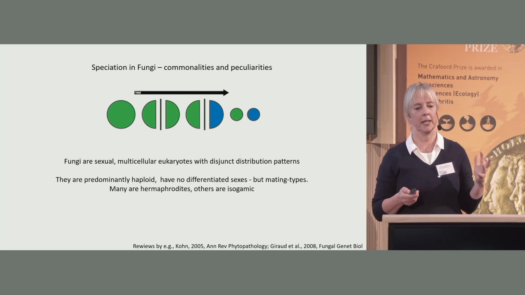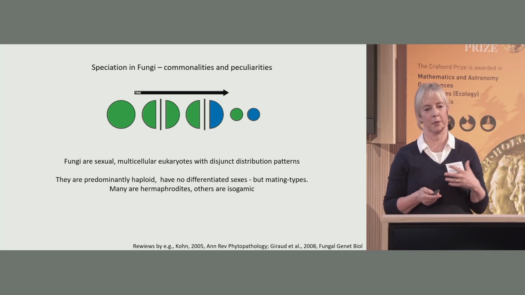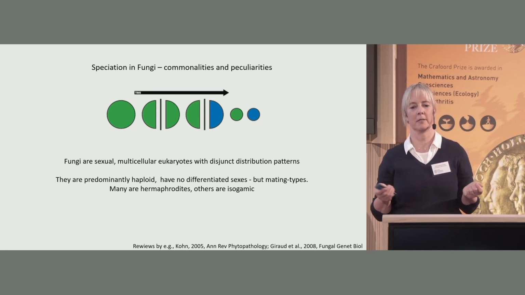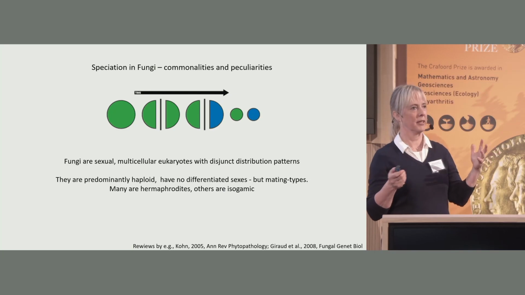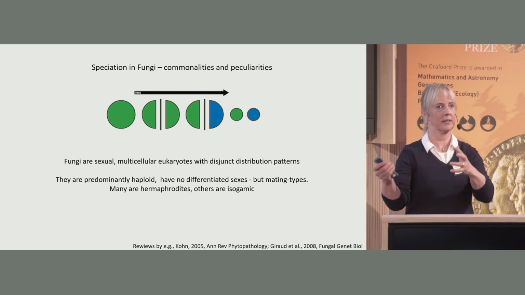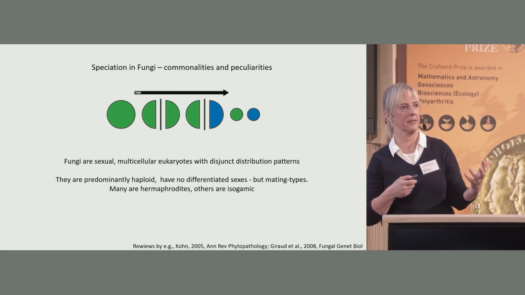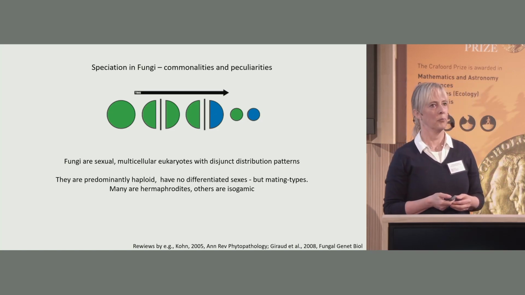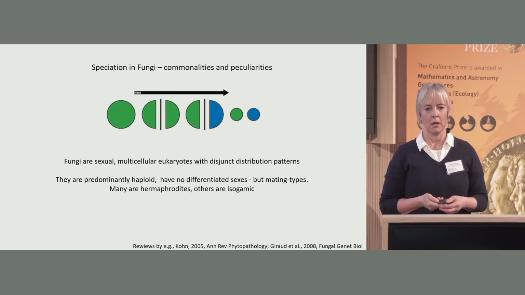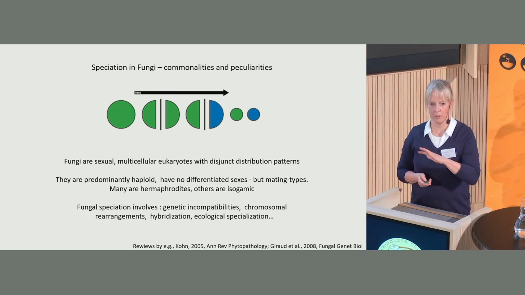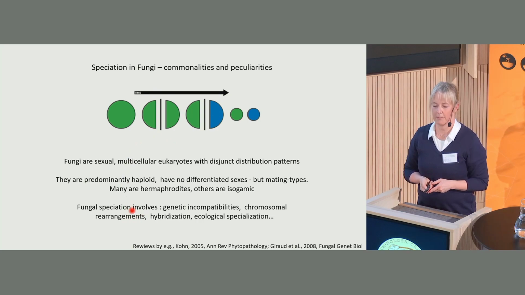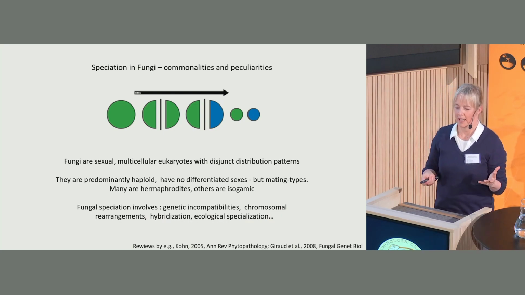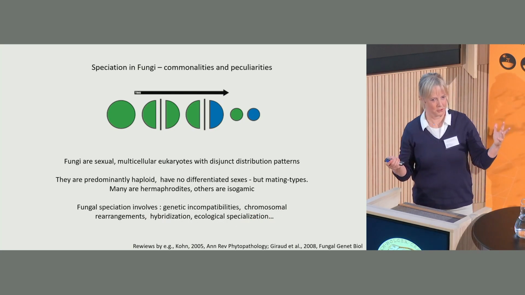Of course, they have some peculiarities that are not necessarily fungal specific, but still they are predominantly haploid, have no difference in sexes but mating types, and many of them are hermaphroditic, and others are isogamic. So it actually provides a system where we can go in and study those traits one by one and see how they affect, for example, speciation and other eukaryotic processes of evolution. I'm not going to give you an overview of speciation research in fungi, but in principle, there are speciation studies in fungi involving genetic incompatibilities, chromosomal rearrangements, hybridization, and ecological specialization, and I also listed a few reviews here if you want to go and read about them.